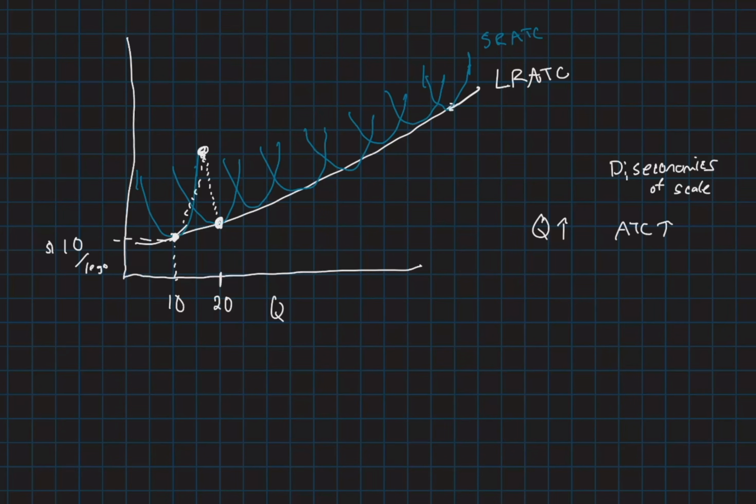But I'm not at the previous output point I was, because I'm in a new factory. So I can still produce 20. But my costs aren't what they used to be. Now we can notice that my costs are still higher than they were previously. They dropped down from where they were in the short run. But in the long run, they're still higher. That's because we're in diseconomies of scale.